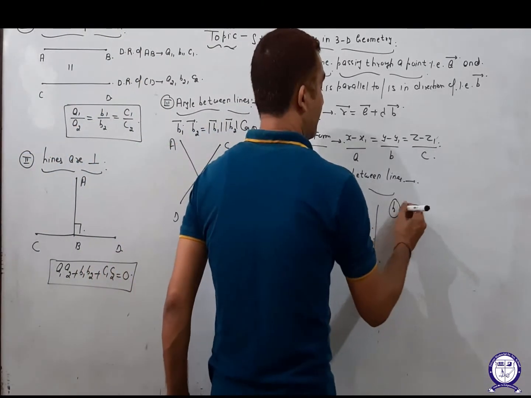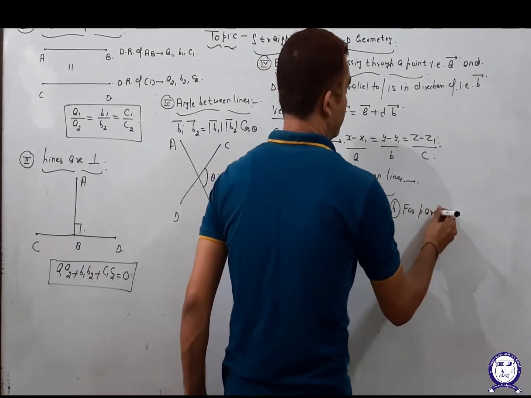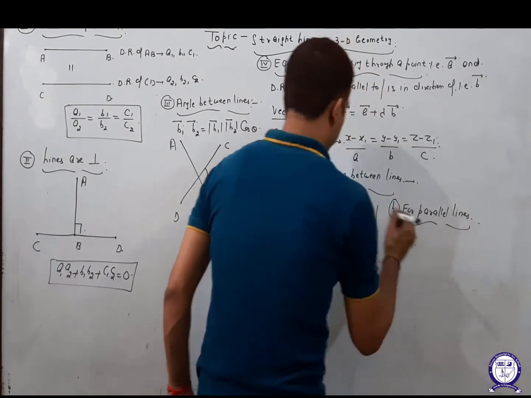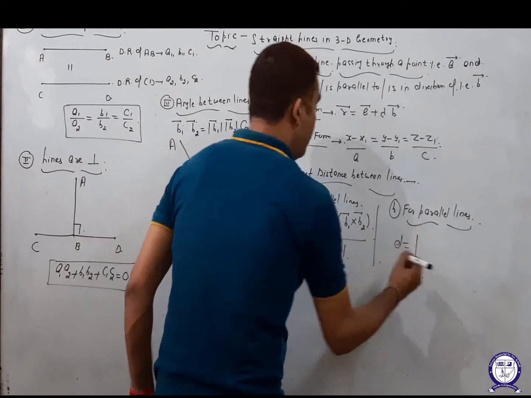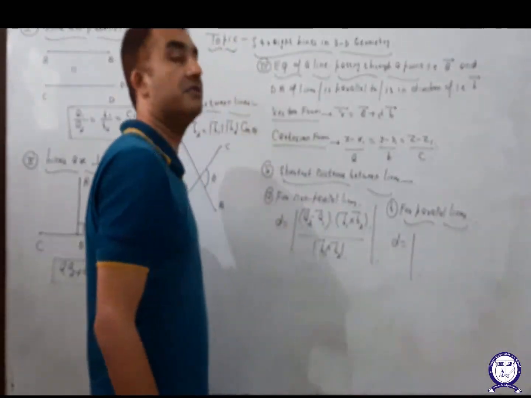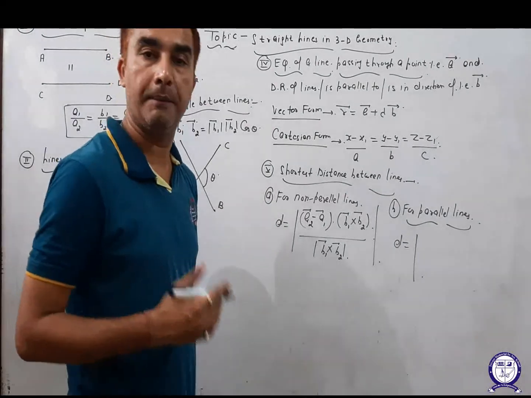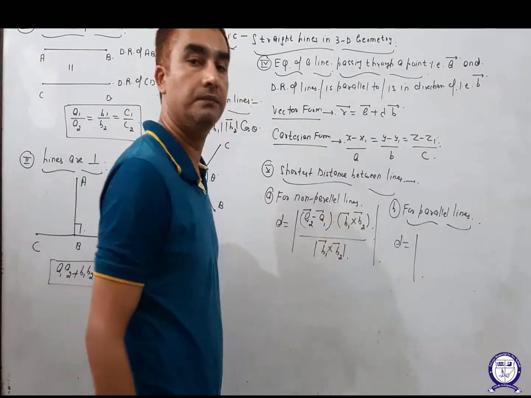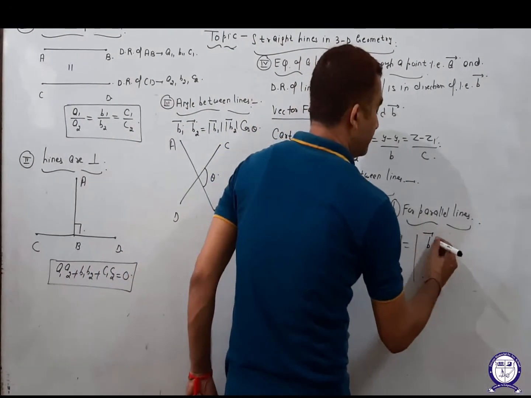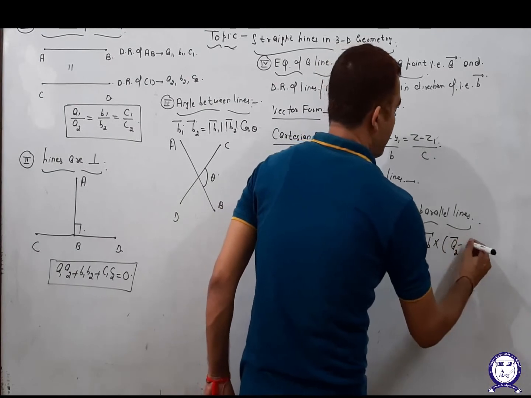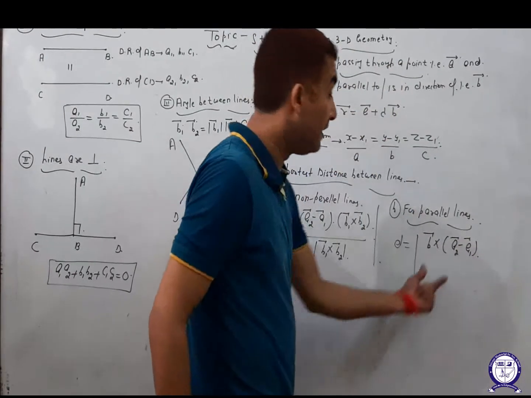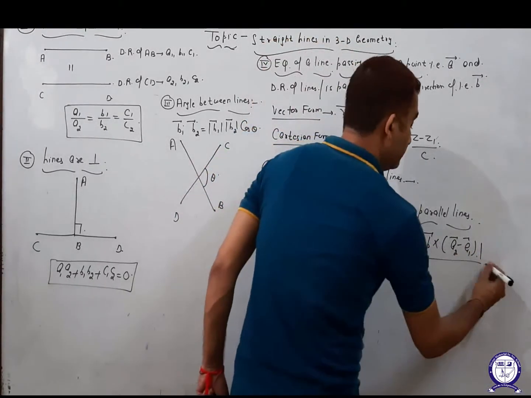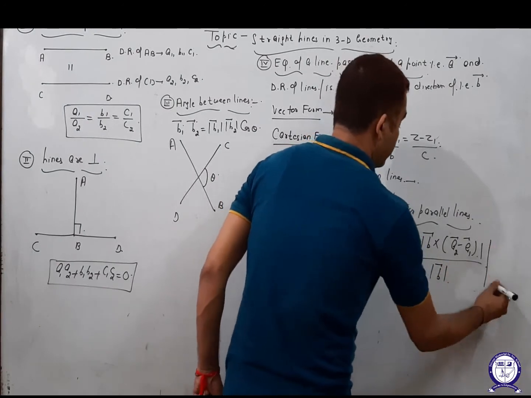Second one, that is for parallel lines, D is equal to, that is magnitude of, as you know, for parallel lines DR will be same or in the same proportion. That means that B1 and B2 will be as B vector for both. That means B vector cross A2 vector minus A1 vector. As you know, it will be a vector form. So I need its magnitude upon magnitude of B vector.